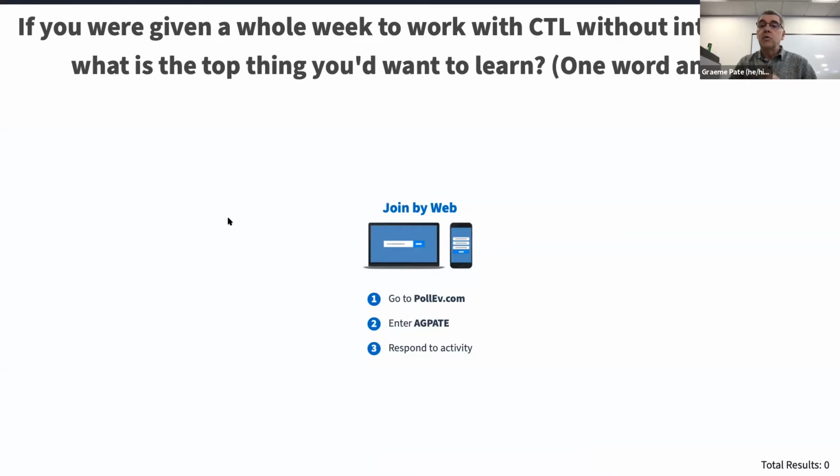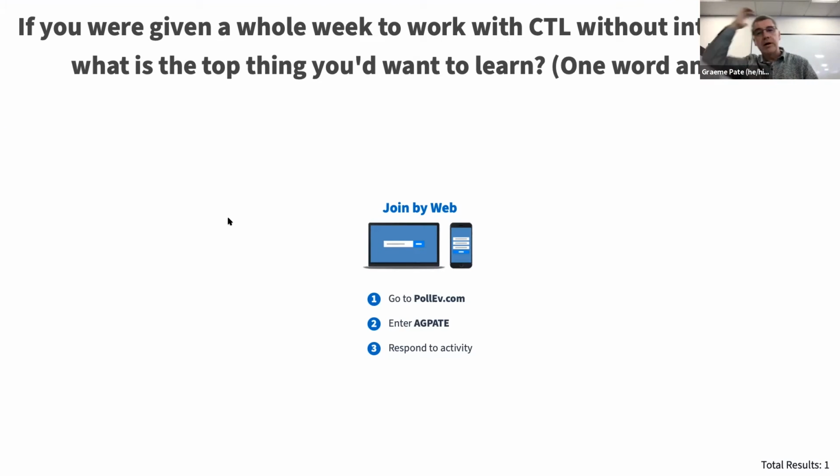The other thing to talk about is a word cloud, a very easy way to get a one-word answer. So I've given an example here. If you were given a whole week to work with CTL without any interruption, what is the top thing you'd want to learn? So you have a whole week with me, for example. I'm not sure you'd want that, but okay. You have a whole week with me, no interruptions.